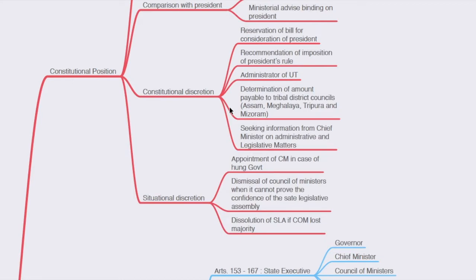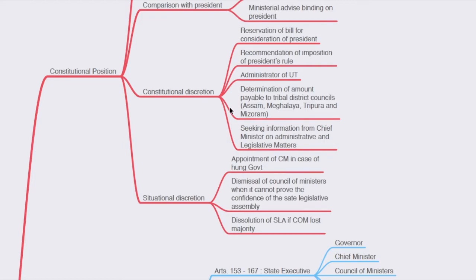The constitutional discretions are, first, reservation of the bill for the consideration of the president. We already learned in the bill section that the governor has four options. One of them is to reserve the bill for the consideration of the president. The governor also has the power to recommend imposition of president's rule in case of emergency and breakdown of constitutional machinery of the state. He has the power as the administrator of a union territory. The state government cannot interfere with that. He also determines the amount payable to the tribal district councils in the four states Assam, Meghalaya, Tripura, and Mizoram.